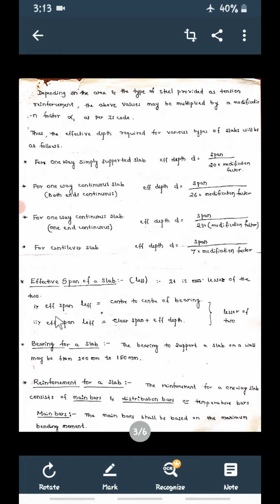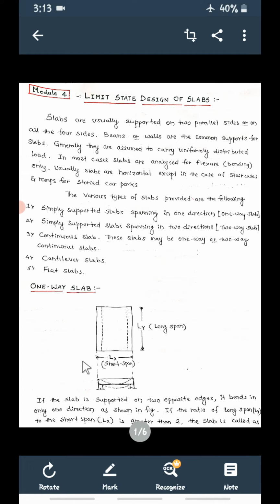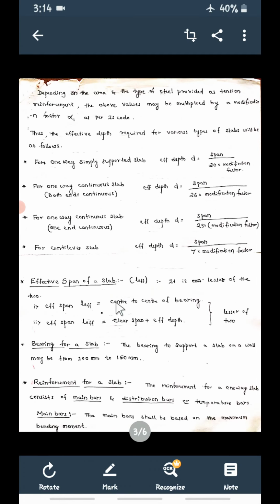Now see here. If you consider this one way slab, always you have to consider this span, not this, because it is going to bend always along the shorter span. Whichever is the shorter span, along that side only it is going to bend. So for span you have to consider Lx, not Ly. So first, L effective, that is effective span, is equal to the center of this support to the center of this support. That is the first criteria. So L effective is equal to center of bearing.